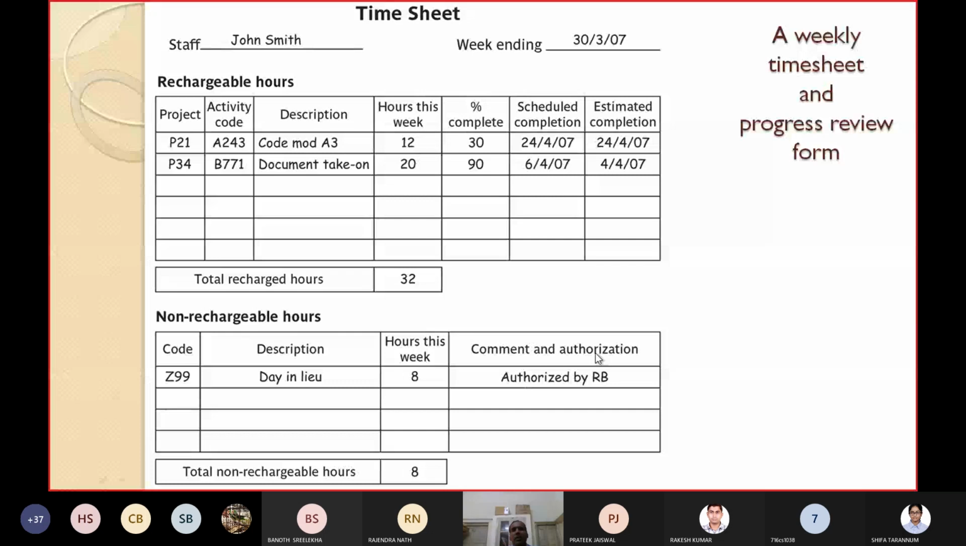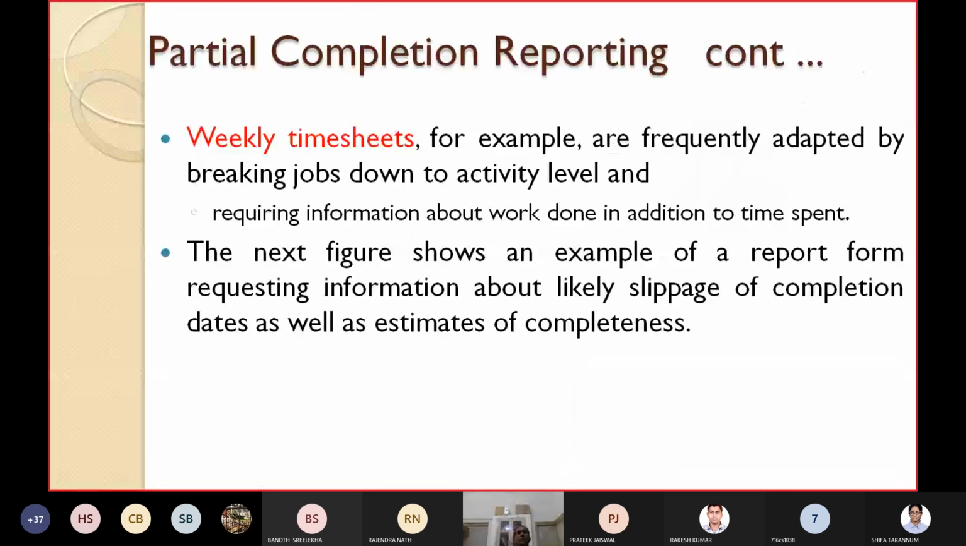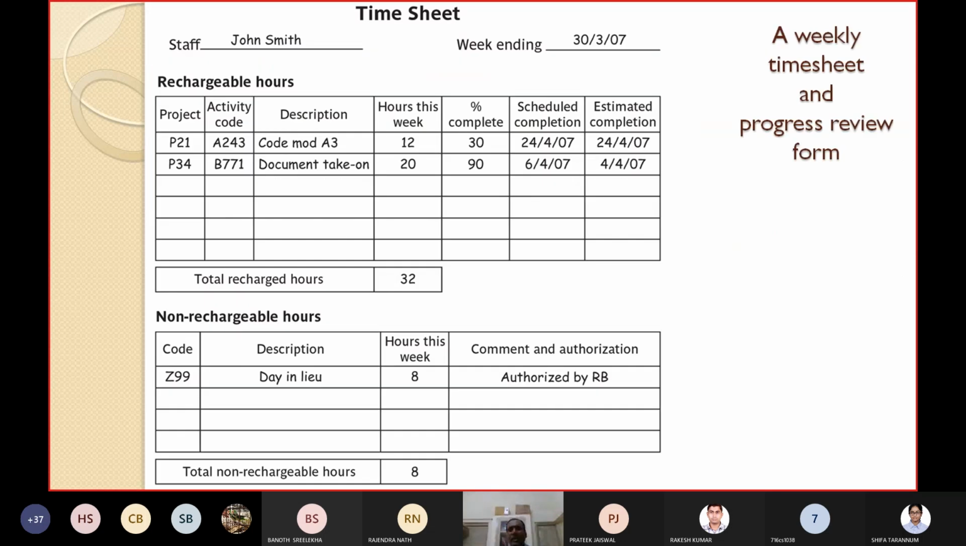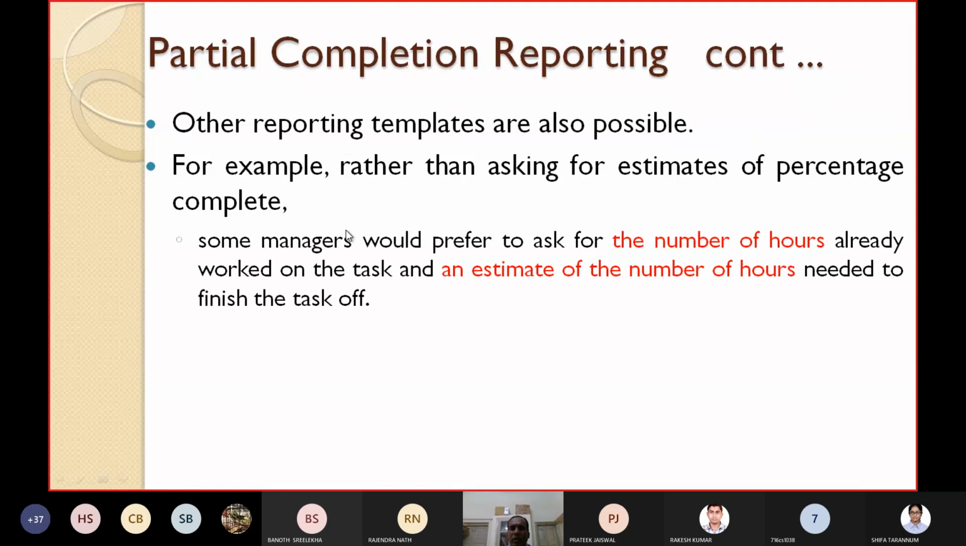Other reporting templates are also possible. This is the one I have already told you, the weekly timesheet. Other methods and other representations are also possible. For example, rather than asking for estimates of percentage complete, as we have asked here, 30% or 90%, some managers would prefer to ask for the number of hours already worked on the task, and an estimate of the number of hours needed to finish the task.